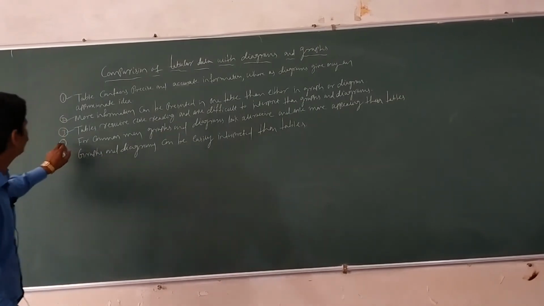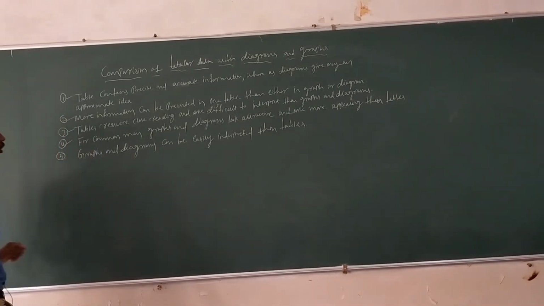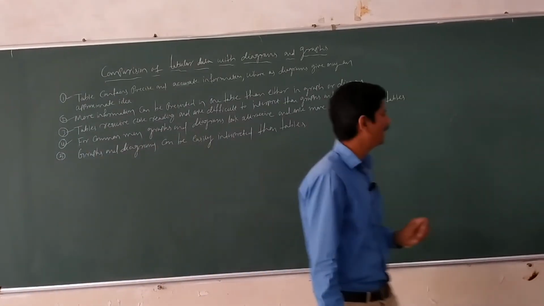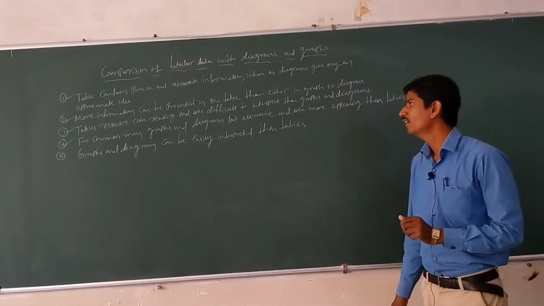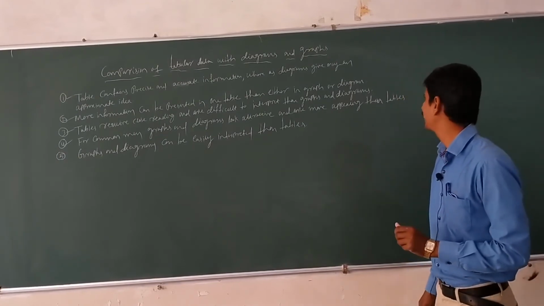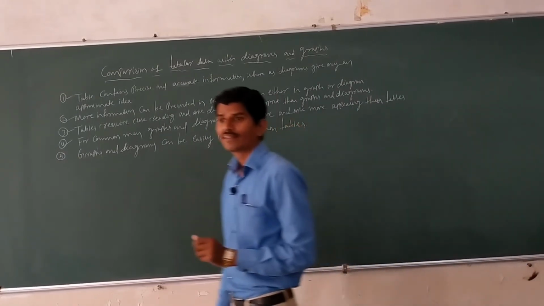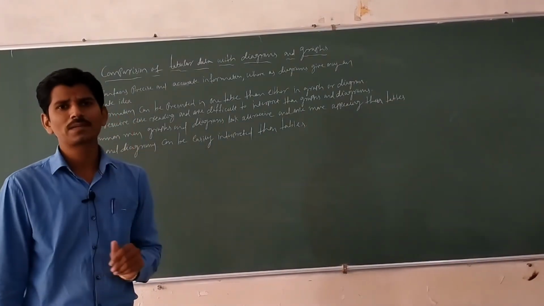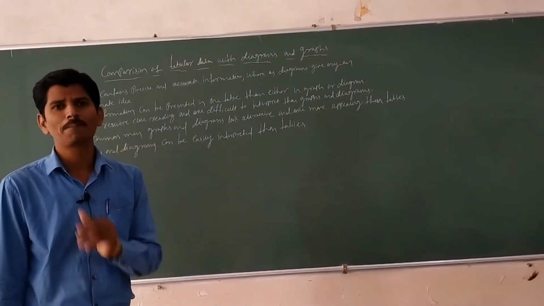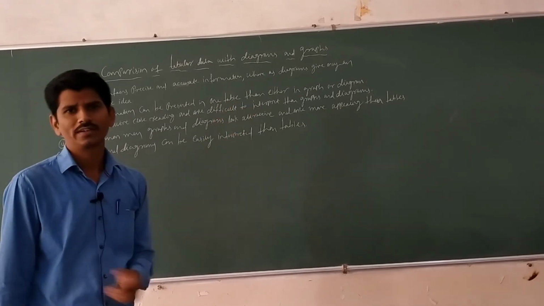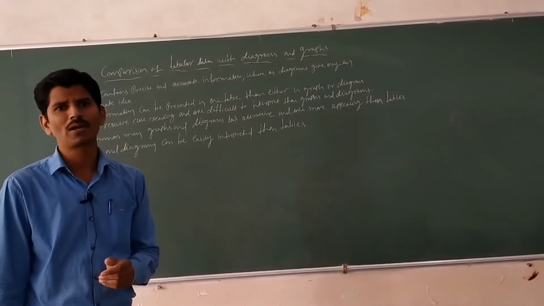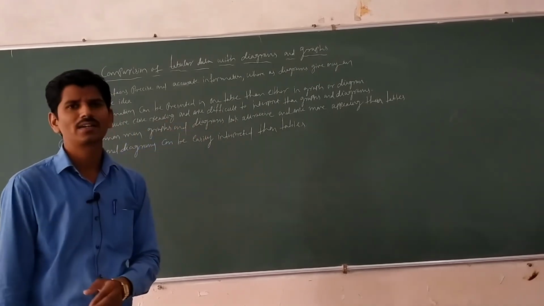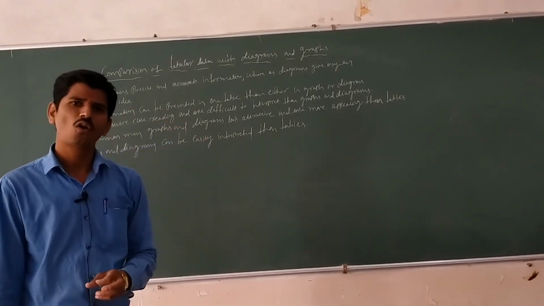Next, the fourth comparison: for the common man, graphs and diagrams look attractive and are more appealing than tables. Diagrams and graphs are easily understood by the common man compared to the table. Tables are not easily understood by the common man, while graphs and diagrams look attractive.